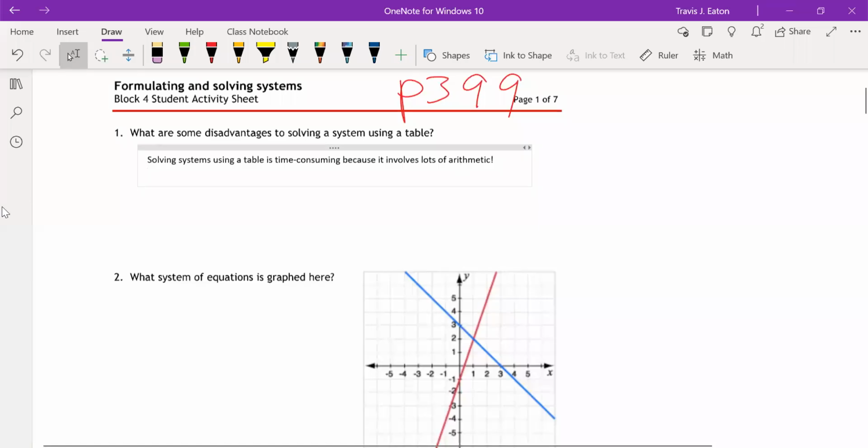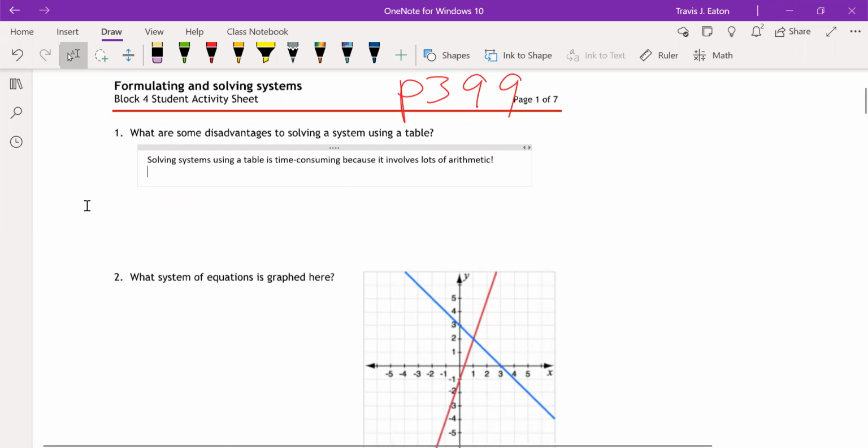All right, page 399 in your math book, topic 12, block 4 on page 399. Question number 1, some disadvantages to solving systems using a table. Solving systems using a table is time consuming because it involves lots of arithmetic. And if it involves decimals or fractions, anything other than integers, it gets even more complicated and more time consuming. And it's just a pain in the neck.